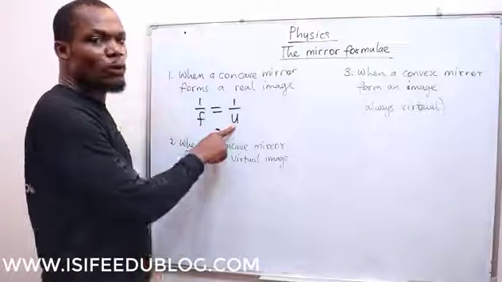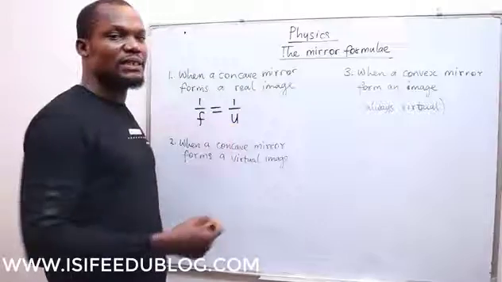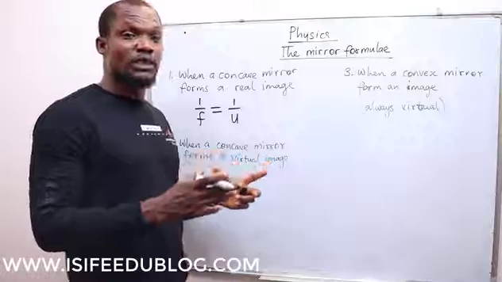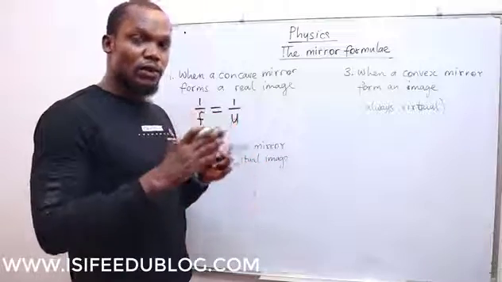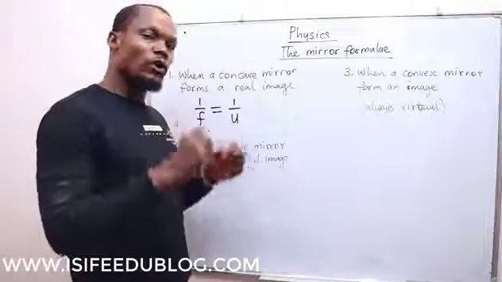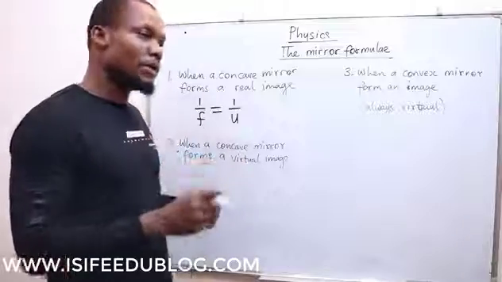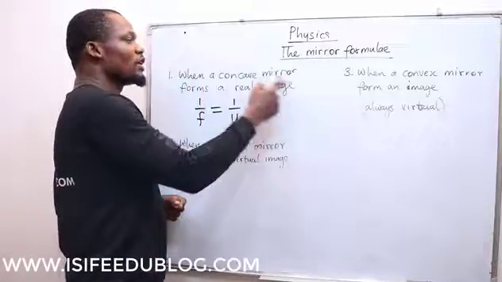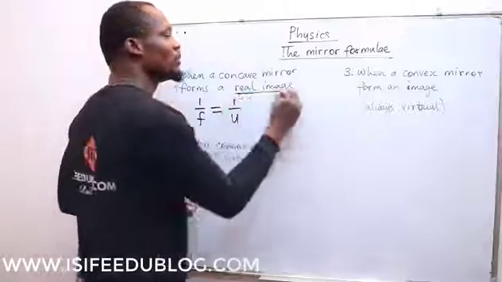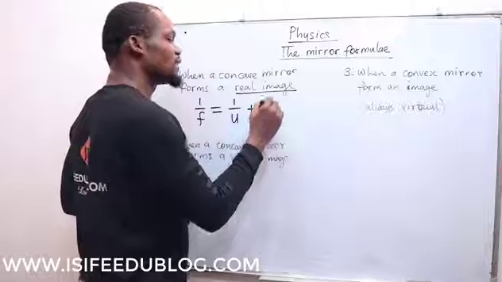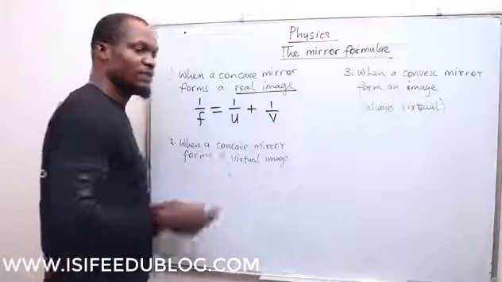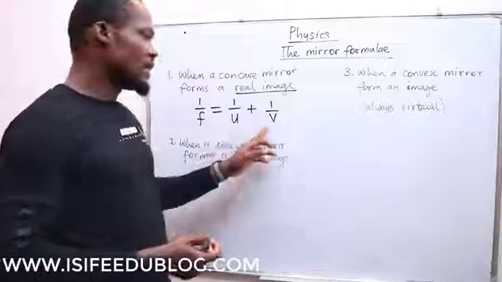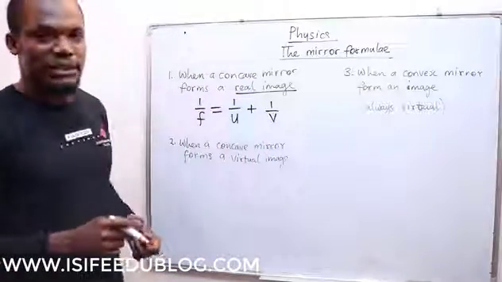U represents the object distance. Object distance is always positive because before an image can be formed, be it concave or convex, the object must be in front of the mirror, and anything in front of the mirror is positive. So when a concave mirror now forms a real image, the image distance should also be what? Negative. So F is focal length, U is object distance, and V is image distance.